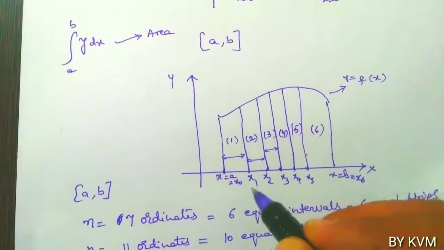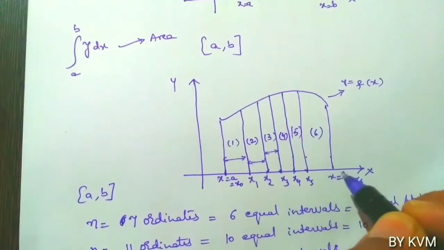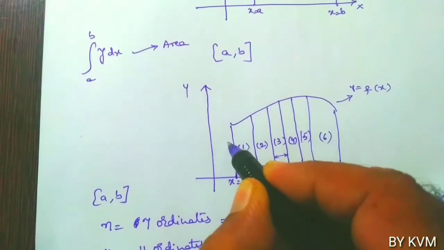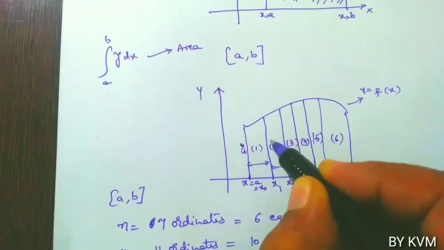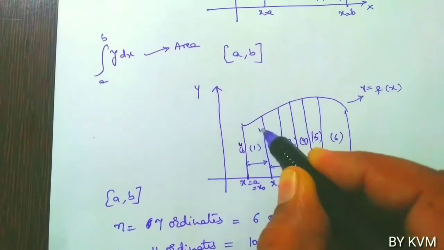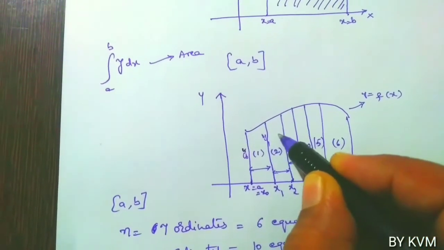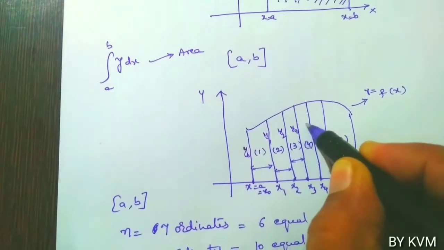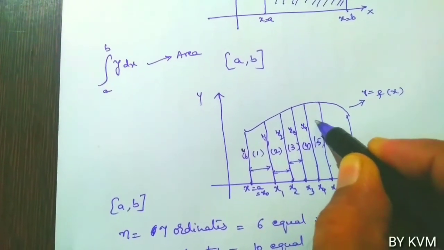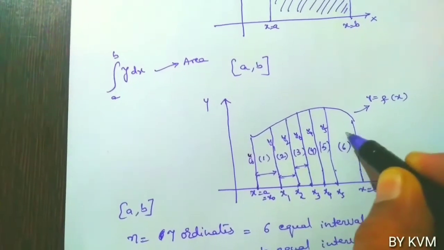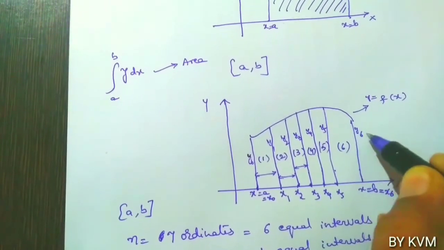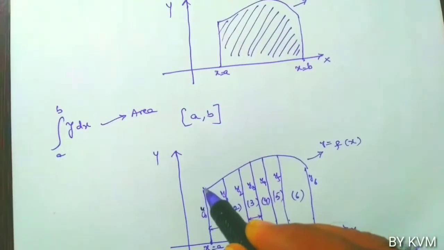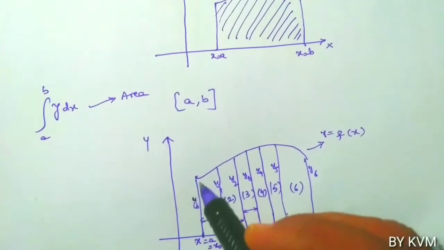Now here for each x value we get the corresponding y value. So this is y0 and this is y1, this is y2, then y3, this is y4, this is y5, and this is y6, and the point here is x0 comma y0.